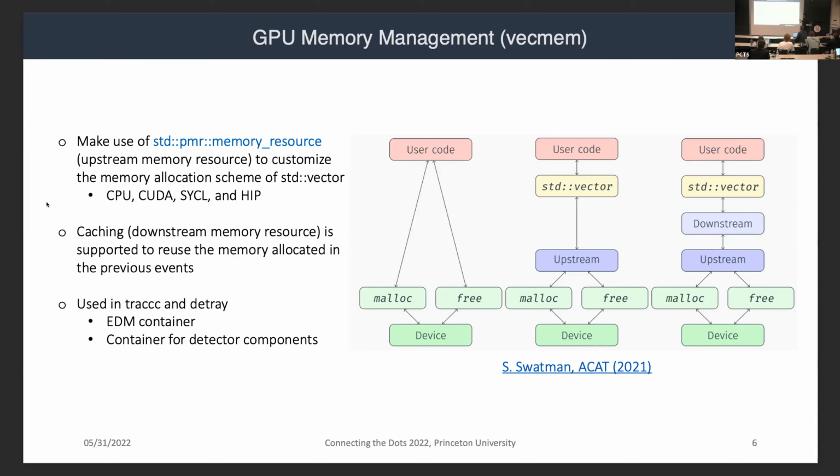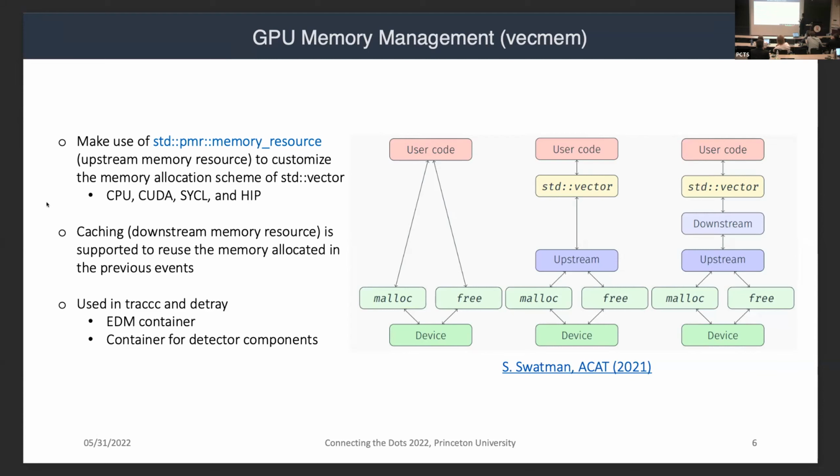And if we use the upstream memory resource, which is for the PMR memory resource, we can just customize it for CUDA, SYCL and HIP. We can also put in the downstream memory resource, which is for the caching allocator, and this is just for reusing the memory allocated in the previous event, so we don't have to waste our time allocating the memory for every event. So this is just for optimizing our pipeline when we run the track reconstruction for many events.